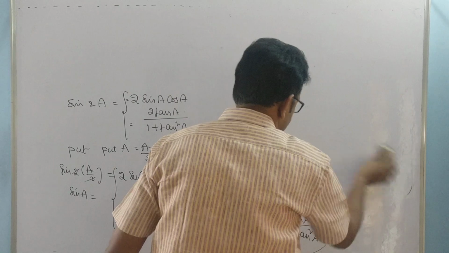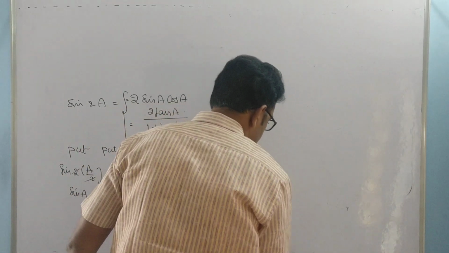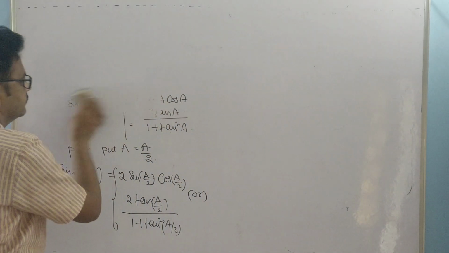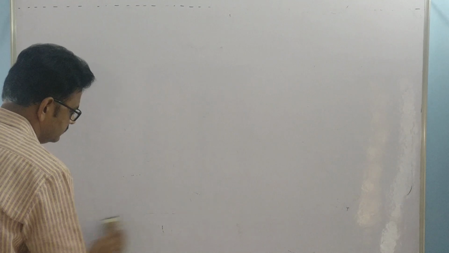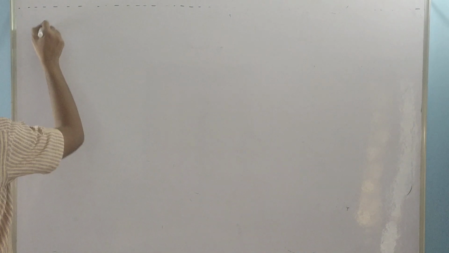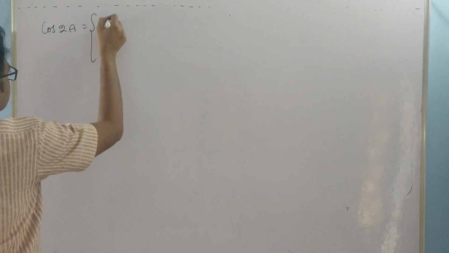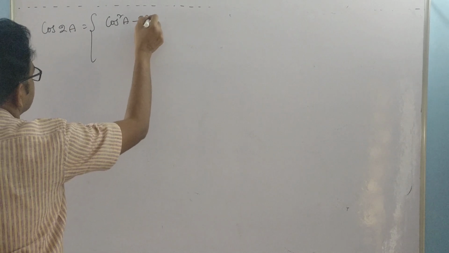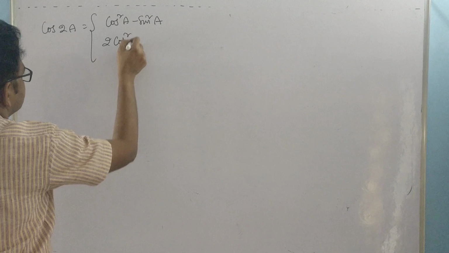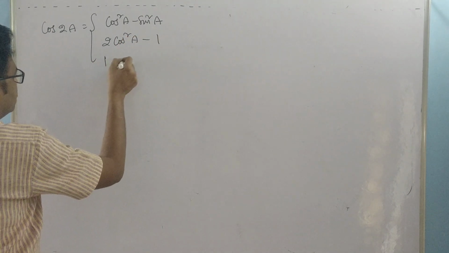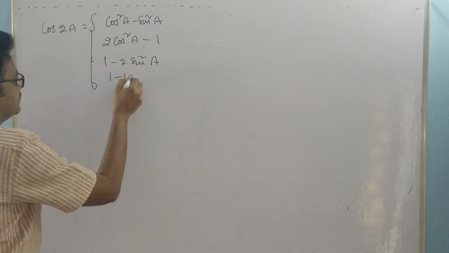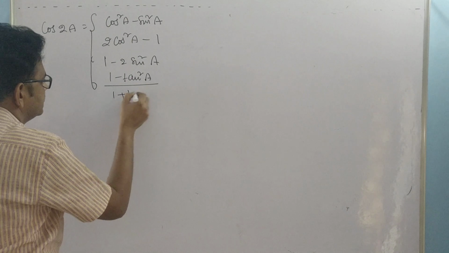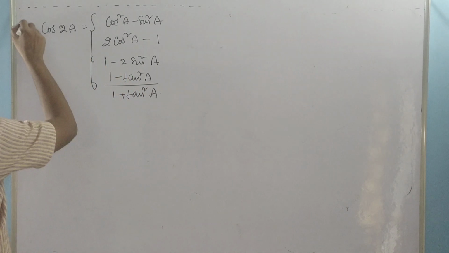The next one, cos 2A is equal to cos square A minus sin square A is one formula, or 2 cos square A minus 1, one formula, or 1 minus 2 sin square A, or 1 minus tan square A by 1 plus tan square A. So these are the formulas for cos 2A.